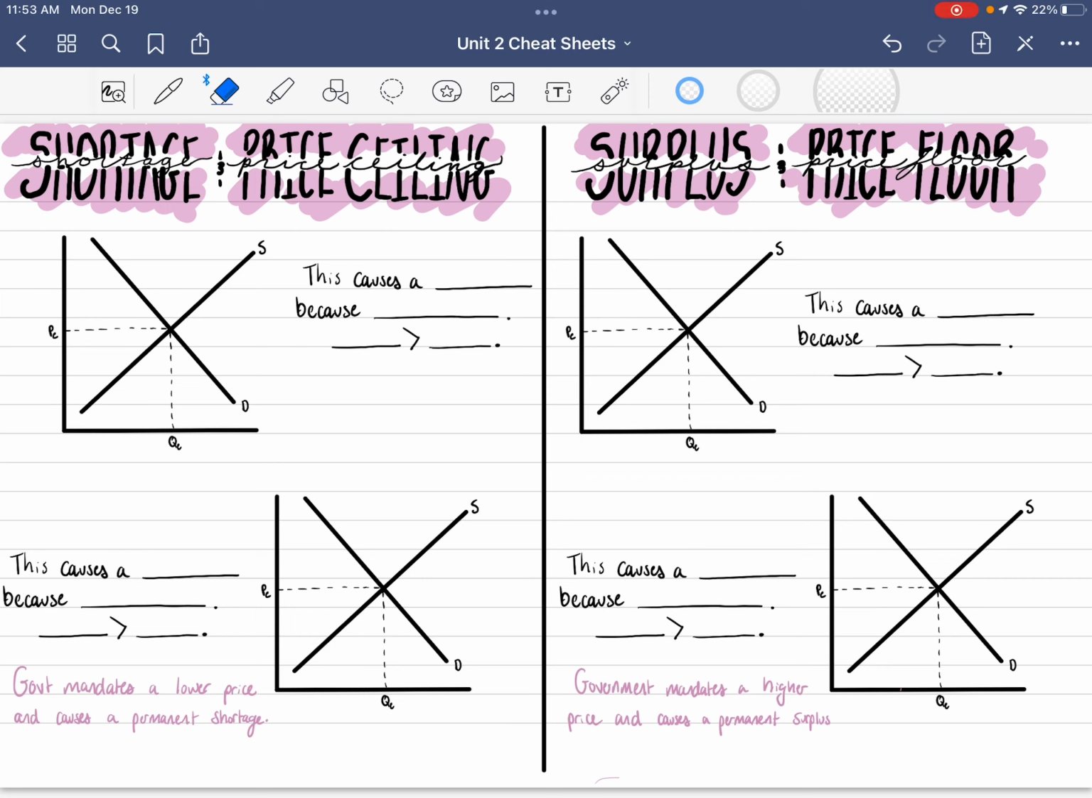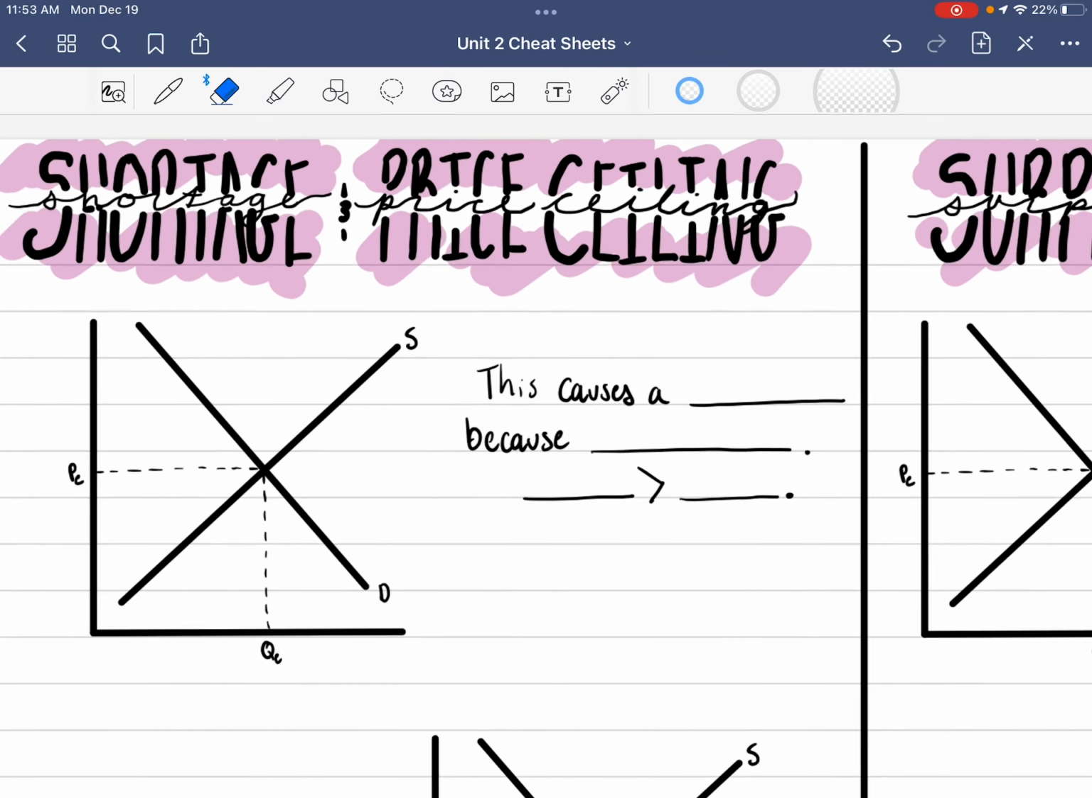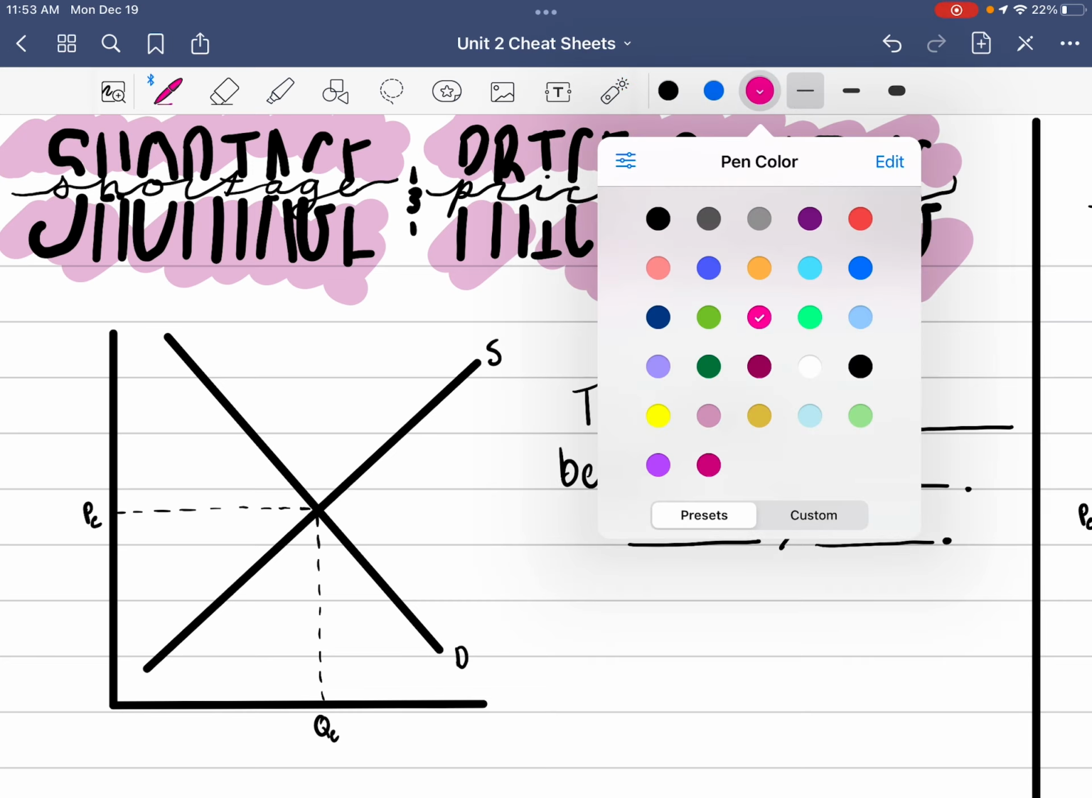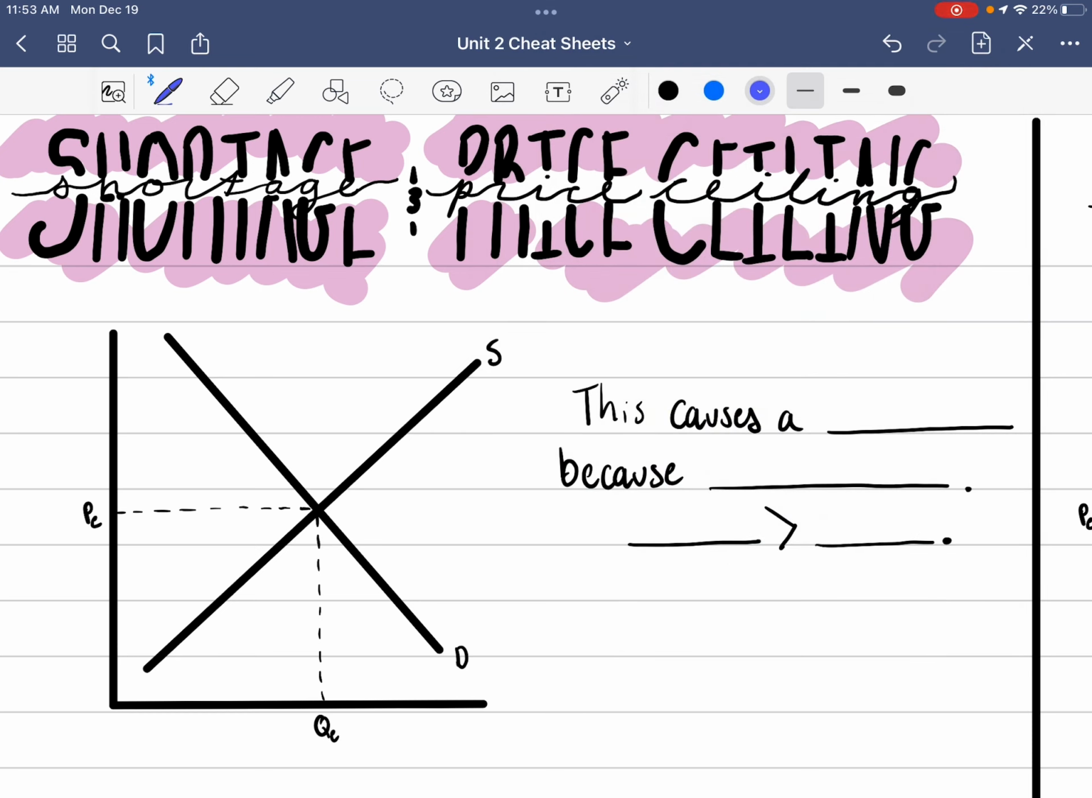I'm going to do one side at a time. So I'm going to focus first on shortage and price ceiling. Go ahead and give that side, whatever you decide that side is, a title. And I'm going to make it this purpley color. So my shortage and price ceiling is going to be this purpley color.